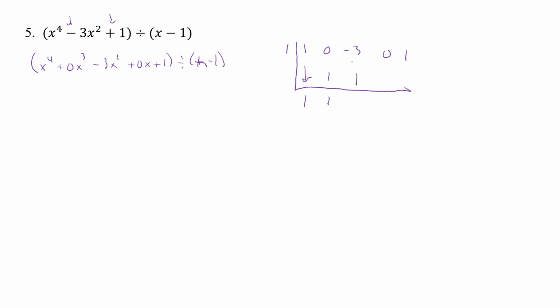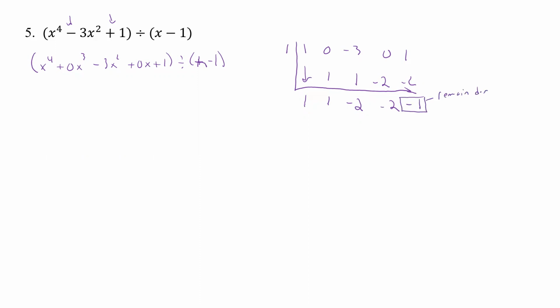Now we have a minus 3 plus 1, so it's going to be a minus 2. 1 times a minus 2 is going to be a minus 2. Add those together, get minus 2. Multiply 1 times minus 2, we get minus 2. Now minus 2 plus 1 is minus 1. And so this is our remainder.